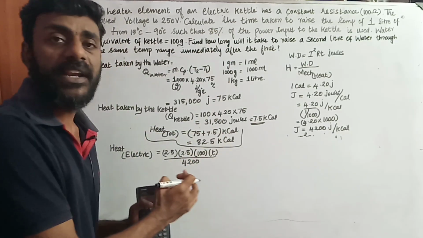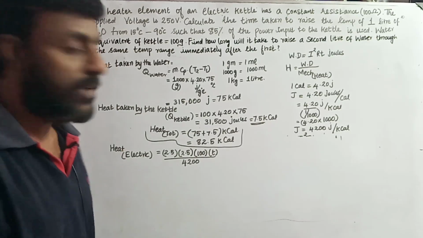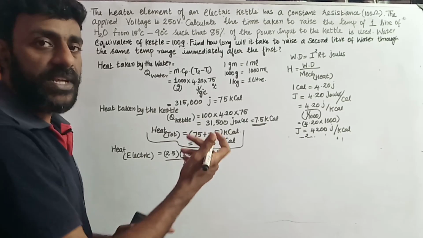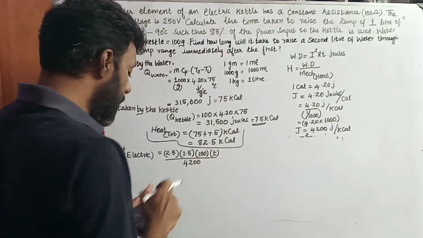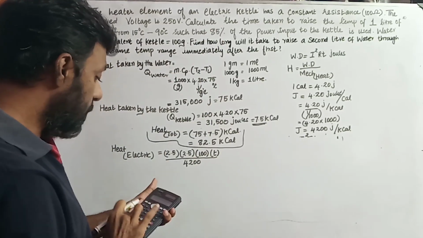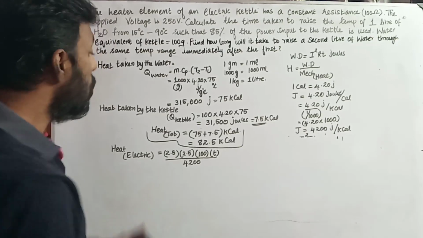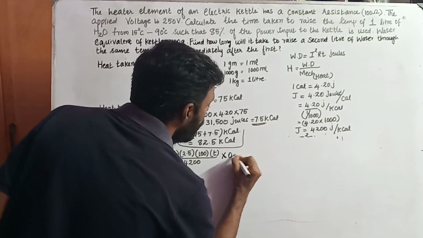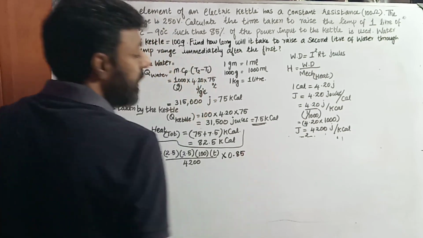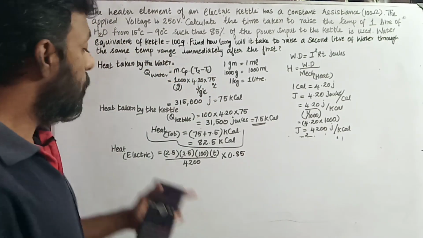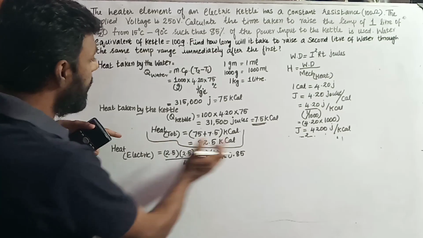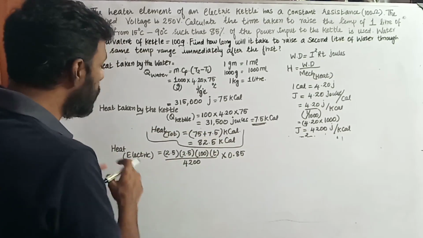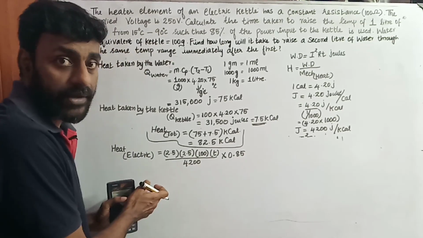85 percent of the heat energy produced is being utilized effectively. 85 percent means 85 divided by 100, which is 0.85. So I am multiplying the electric heat with 0.85. This is the total heat energy being produced by electrical means.